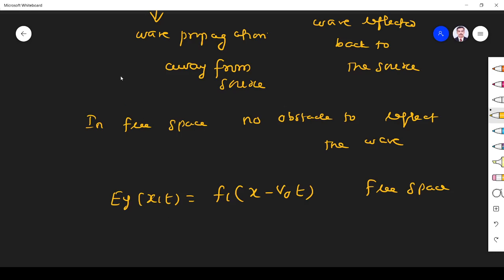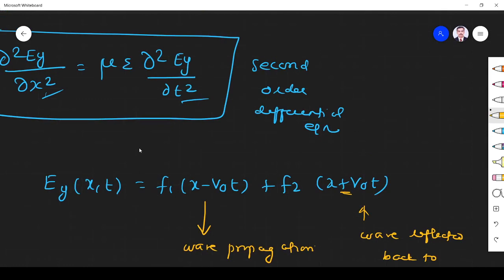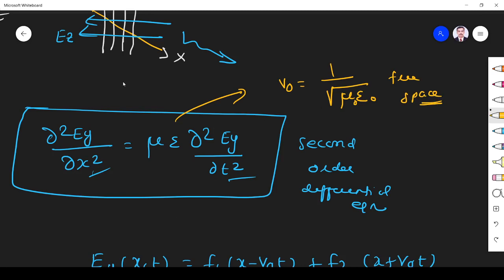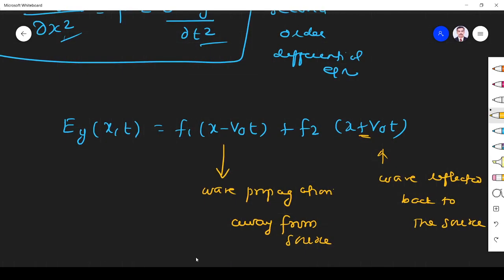And moreover, you see how v naught has come. You know that this is the equation. Here, v naught is given as 1 by root of mu epsilon, or 1 by root of mu naught epsilon naught in free space. Fine. So that thing we have to know. So this is the equation. We will derive this in detail in the coming videos.